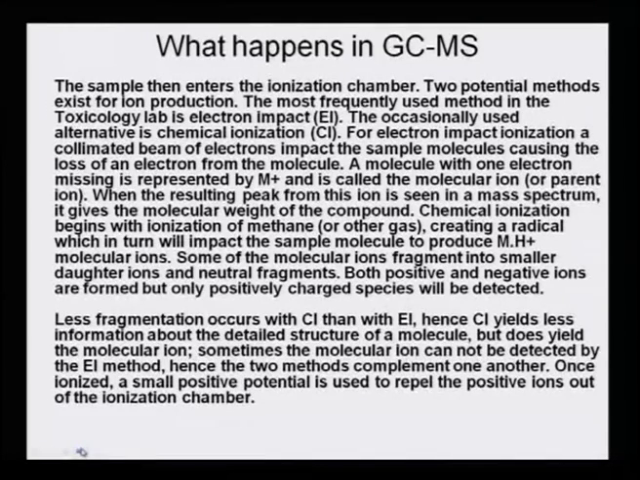The second point that needs to be learned is that less fragmentation occurs when CI, that is the chemical ionization method, is used as compared to the electron impact or the EI method. Hence, CI yields less information about the detailed structure of a molecule, but does yield the molecular ion. Sometimes the molecular ion cannot be detected by the EI method, hence the two methods complement each other, and should be used if and when required.